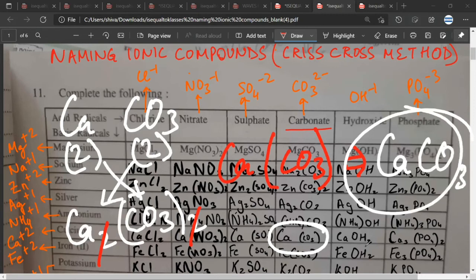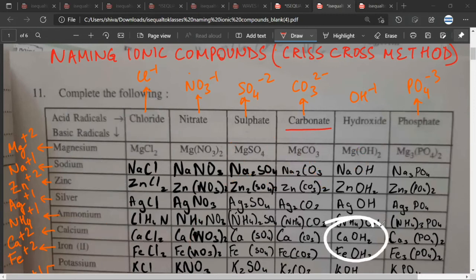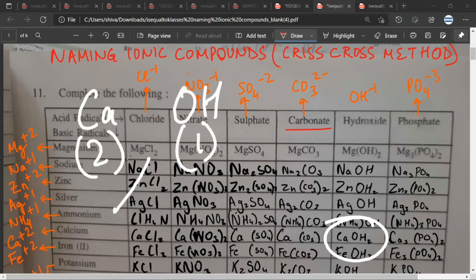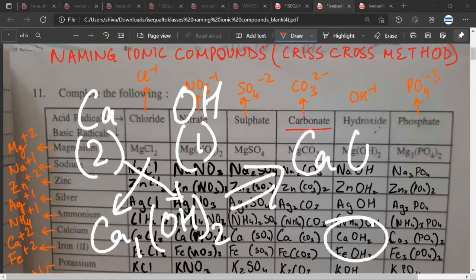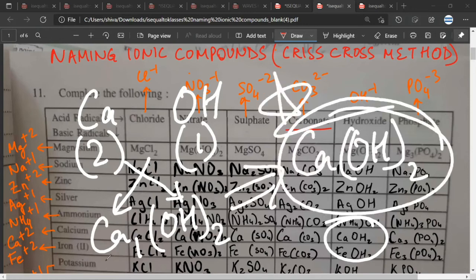Correct. CaOH twice. Is it correct or incorrect? So there should be brackets only. Yes, that is correct. There should be a bracket, but where should the bracket be? Sir, on OH. Shabash. It should be in bracket. Ca has a valency 2, hydroxide has a valency 1, by the crisscross method. This is 1, the whole of hydroxide will share this 2, and therefore this is written as Ca(OH)2. This can be ignored. Great.